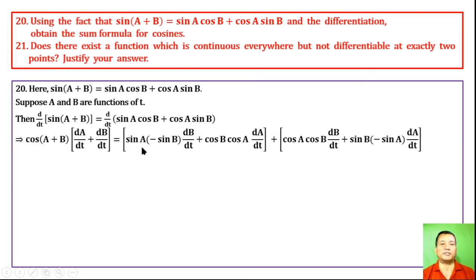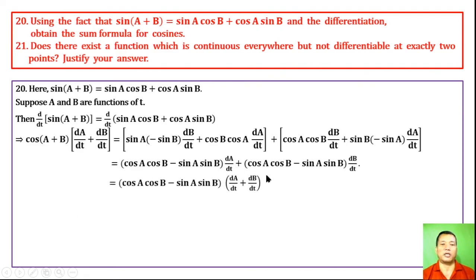First function remains unchanged, cos b, times the derivative of second, minus sine b. B is a function of t, therefore we have to multiply by dB by dt. Plus, the second function cos b remains unchanged, and the derivative of sine a with respect to t is cos a into dA by dt. Similarly, the derivative of the other term gives this. Collecting the terms containing dA by dt and dB by dt and taking out the common factor, then equating both sides, we get cos of a plus b is equal to cos a cos b minus sine a sine b.